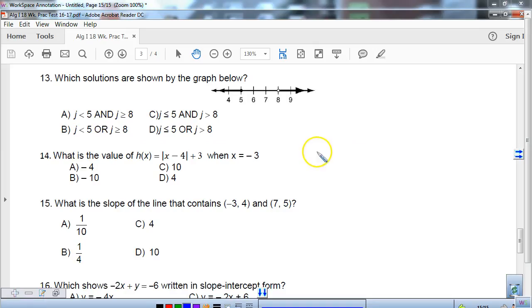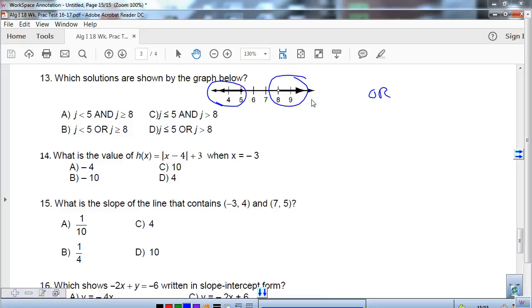Number 13, which solutions are shown by the graph below? This appears to be an or statement. In my class, we talked about how when they go in opposite directions, like the oars on a boat, that would be an or statement. So we'll simply write what each part of the graph would be written like if it were by itself. This is x is, oops, we're using J.